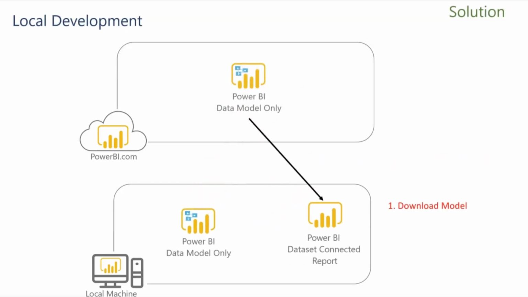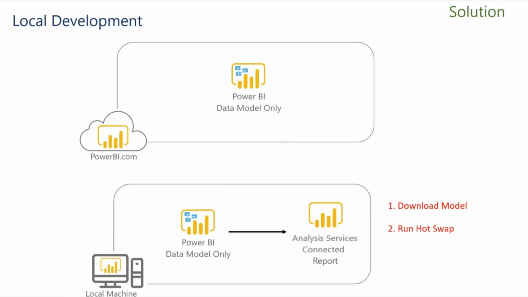So I downloaded a copy of my Power BI report model. My report is still connected to that shared dataset in the service. So I run hot swap. Then I opened the model, ran my hot swap and connected my report file directly to the Power BI data model. And this made it an analysis services connected report. I then did local edits. I added a measure and it said 1. And then I also added a card to my report.